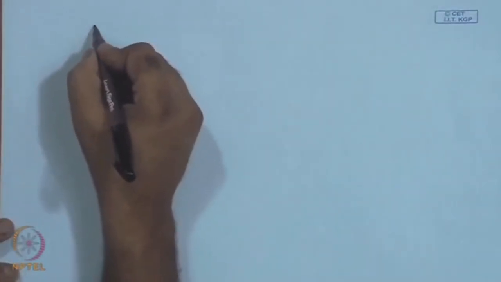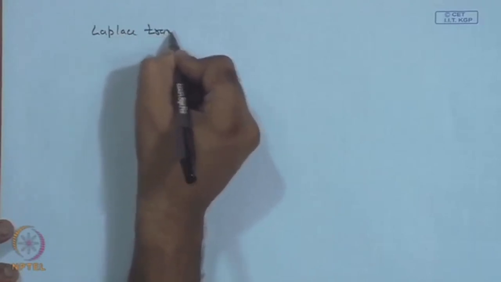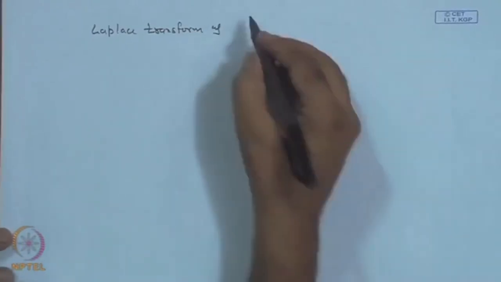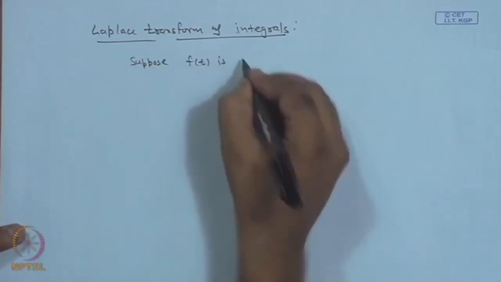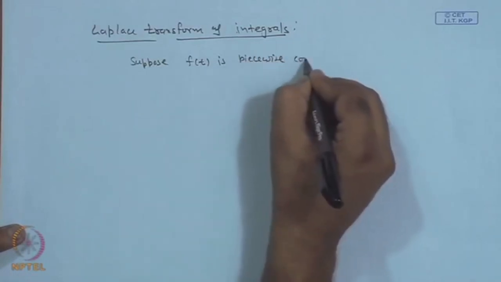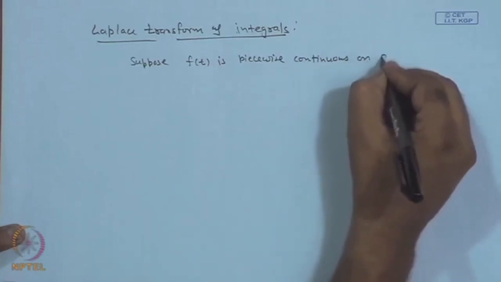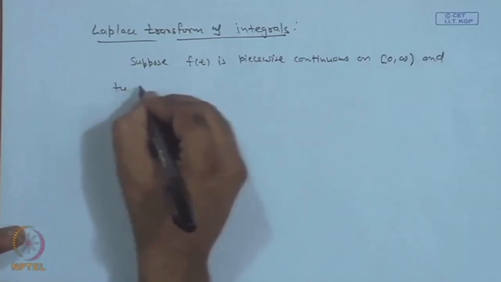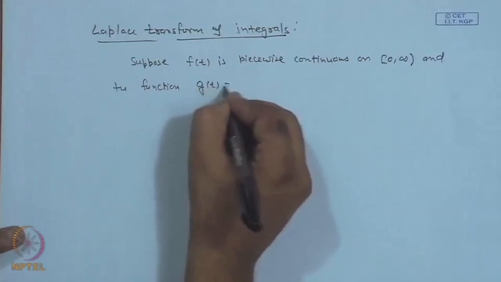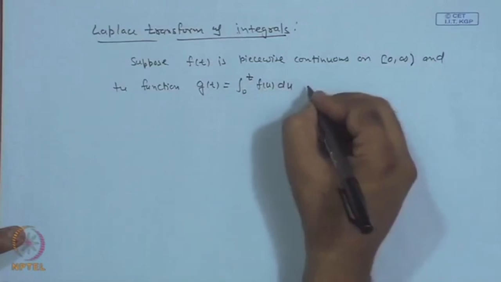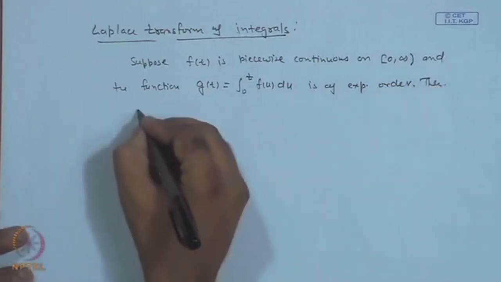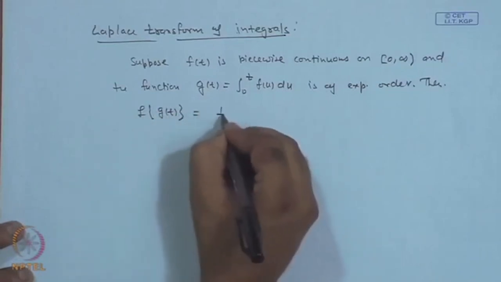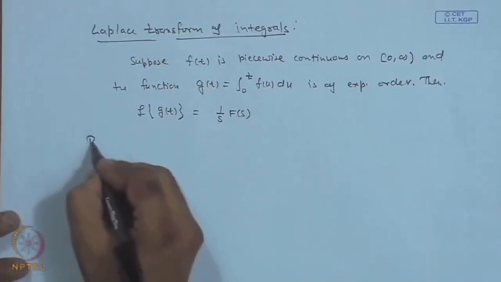Now, the next property is the Laplace transform of integrals. Suppose f(t) is piecewise continuous on 0 to infinity, and the function g(t), the integral from 0 to t of f(u) du, is of exponential order. Then the Laplace of g(t) will be 1 over s times F(s). So, we look at the proof.